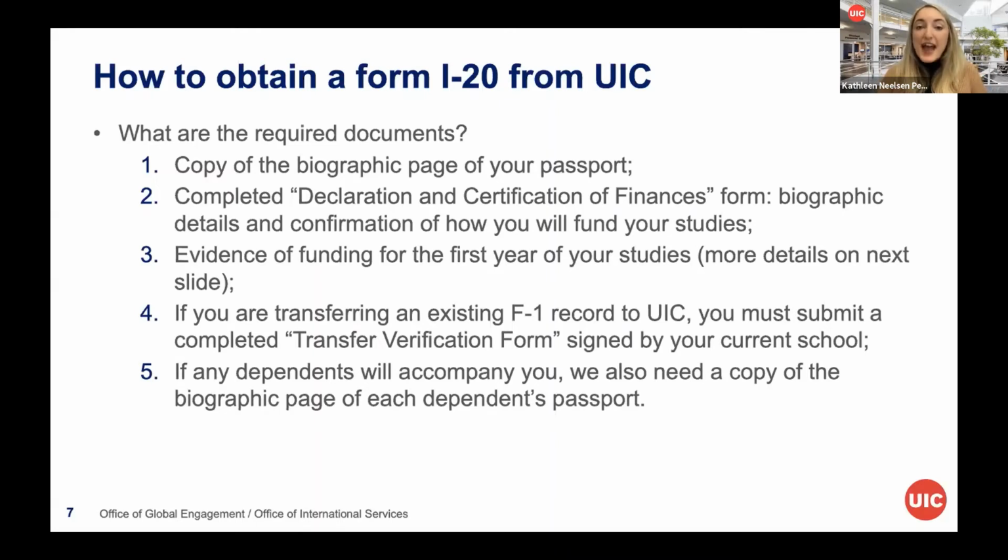If you'll have any dependents accompany you, for immigration purposes, a dependent is a spouse or an unmarried child under 21 years old, then we'll also need a copy of the biographic page of each dependent's passport.